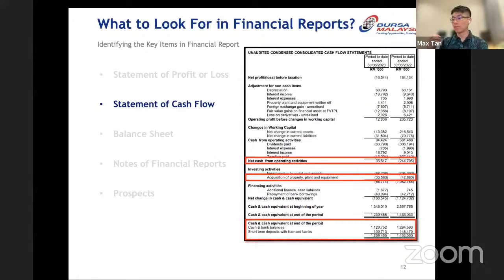Let's say the term default means that you couldn't even pay off your monthly installment. It's quite a serious issue for whatever companies, whether listed or unlisted.